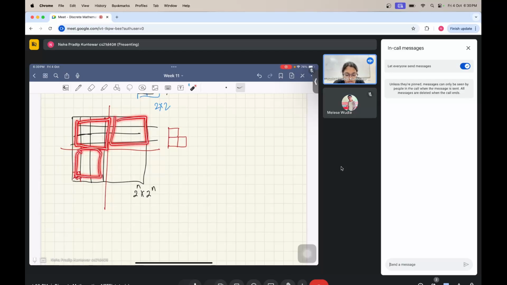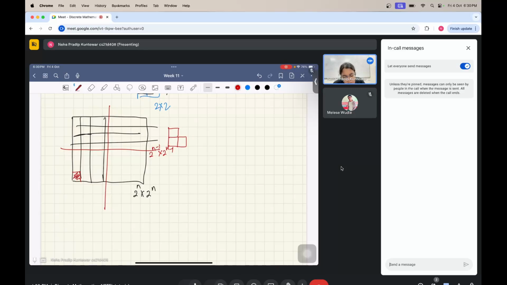And what are the dimensions of these checkerboards? The dimensions are 2 to the n minus 1 cross 2 to the n minus 1, because there were 2 to the n rows earlier and you have divided into 2. So this will have 2 to the n minus 1 rows, this will have 2 to the n minus 1 rows, and similarly for the columns. Now, so now I want to tile this thing.